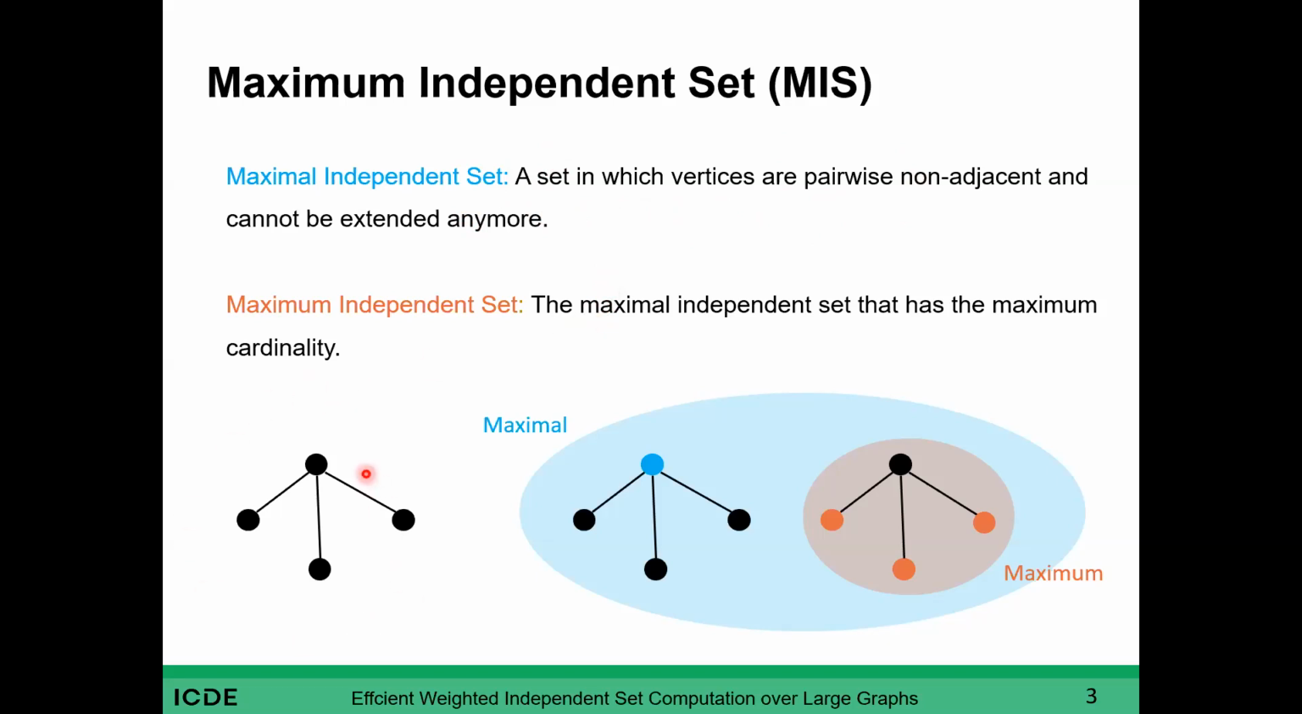Take this graph as an example. It has two maximal independent sets, as distinguished by two colors, the blue and the orange. The orange one has three elements, while the blue has only one. As a result, we can say that the orange vertices together form the maximum independent set of this graph. For simplicity, we will use MIS to represent the maximum independent set.